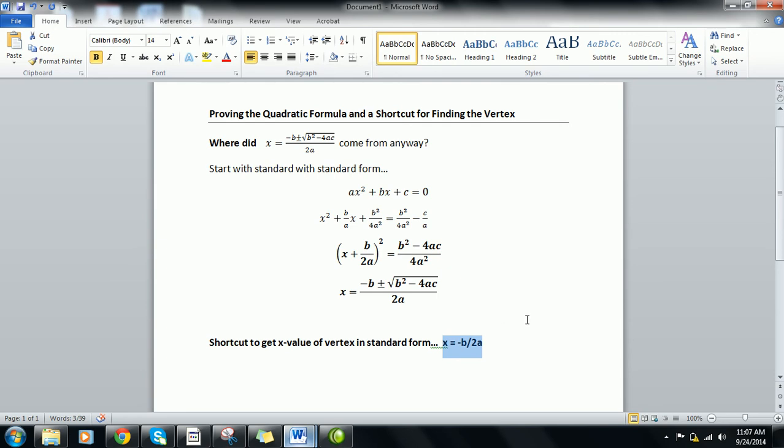To get the y value, all you have to do is plug this x value in for x in either of these, and that will give you the corresponding y value of the vertex. Now remember, the y value of the vertex is usually what we're looking for, because that's the minimum or maximum value. It opens up or down depending.